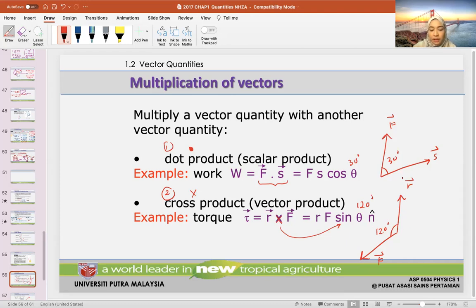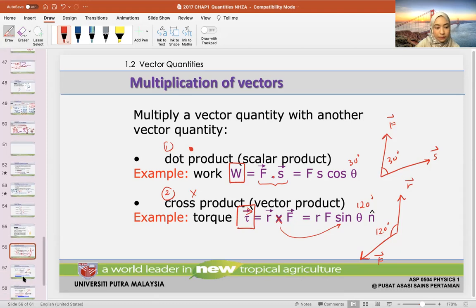Okay, angle between them. So a dot product will give you a scalar quantity, while a cross product will give you a vector quantity. Okay, so dot product, symbol dia dot, expanding cosine, dapat scalar quantity. So cross product, symbol dia x, expanding is sine, you get a vector quantity. How do you know it's a vector? There's a topi kat atas dia. So let's take a look on how to use this.